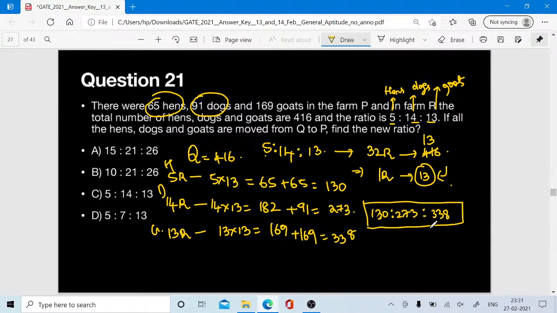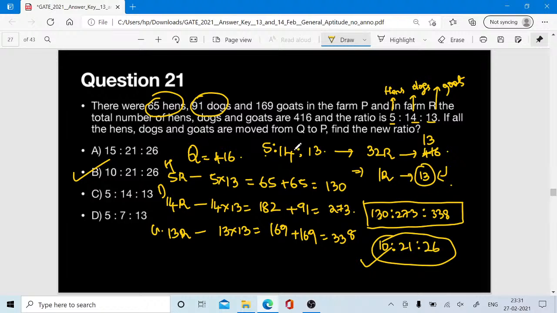So here I can clearly see that this is divisible by 13 only, right? 13 tens are 130, 13 20s are 260. 13 3s are going to be 390, right? उतना जाने का भी जरूरत नहीं है. 13 6s are 78, 260 plus 78, 338. So 10 is to 21 is to 26 will be your answer, which is option B, right?